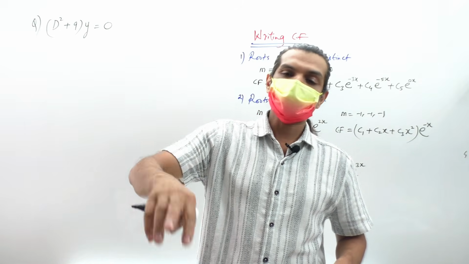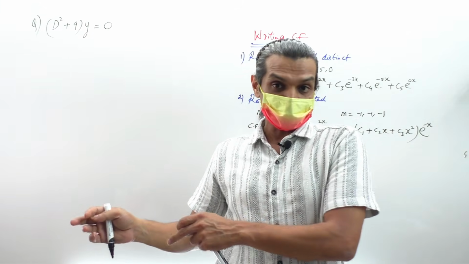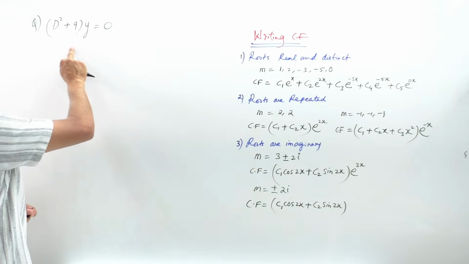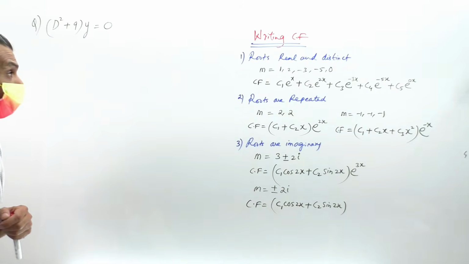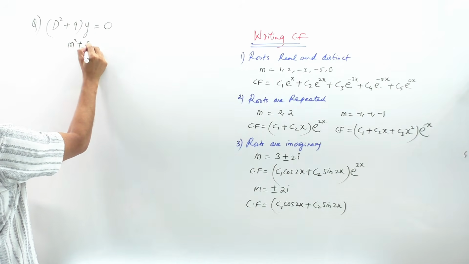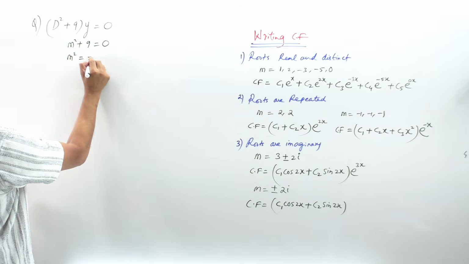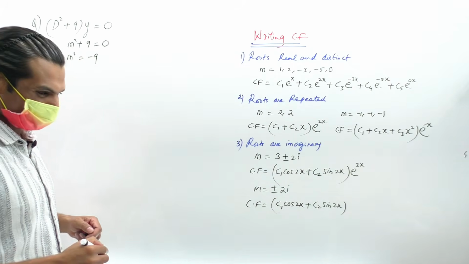So I got m square is equal to 4, so plus or minus 2, c1 e raised to 2x plus c2 e raised to minus 2x. But here, be careful: I am going to d square plus 9 is equal to 0. That means m square plus 9 equals 0. That means m square equals minus 9.